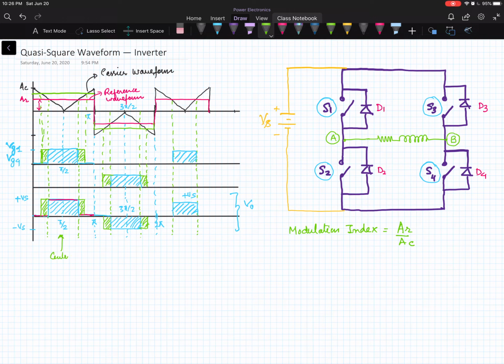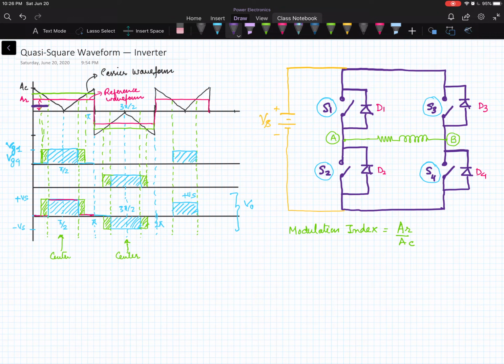This is the center point. Similarly, the negative portion will remain centered at 3 pi by 2. So when you change the magnitude of the reference voltage, your pulse width will increase or decrease.